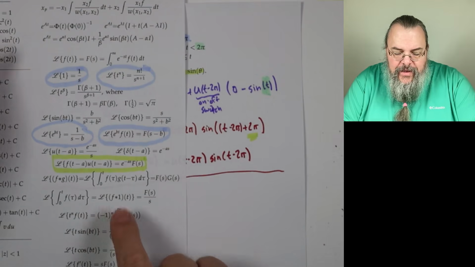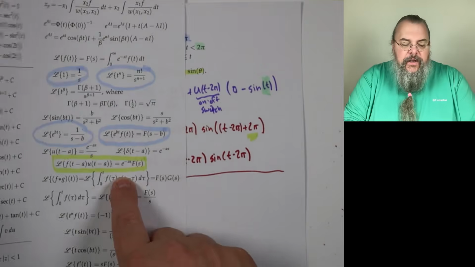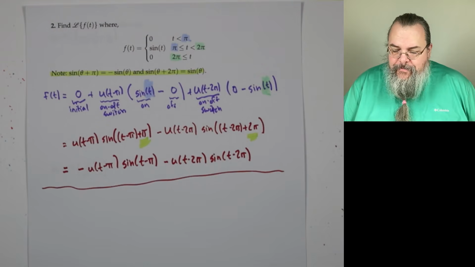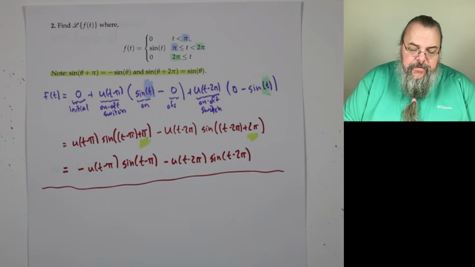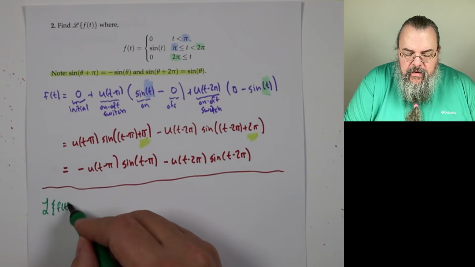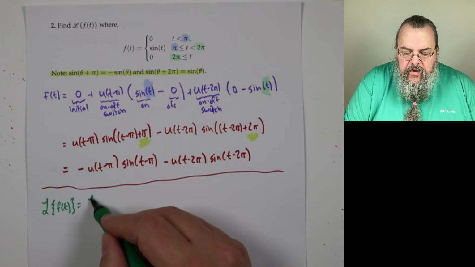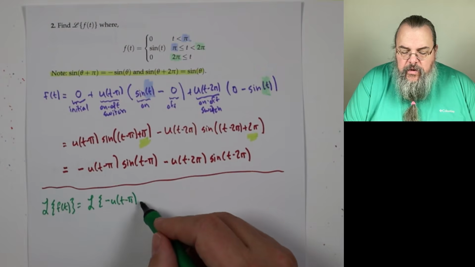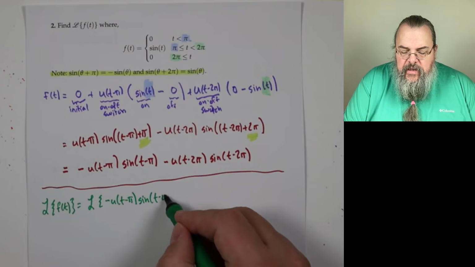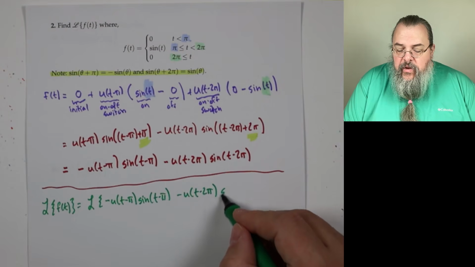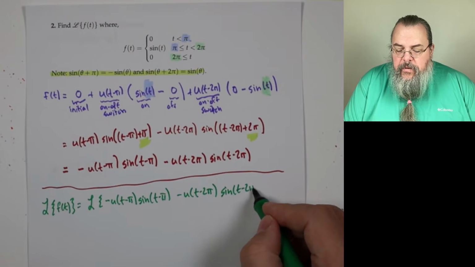Okay, so now that we have it written in this way, here we go. So we have the following. The Laplace of f of t is the Laplace of all of this. So we'll just write it down again. No worries at all. Take our time. Enjoy the moment. And, what a lovely day.